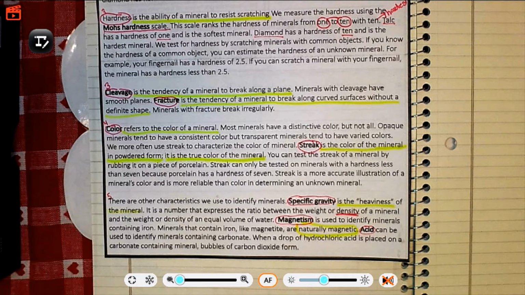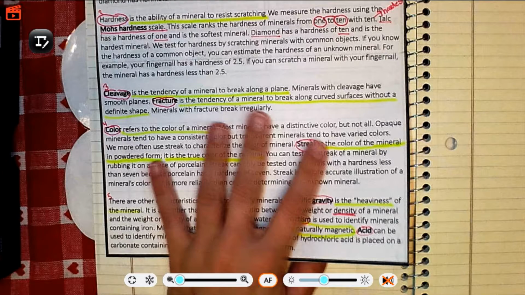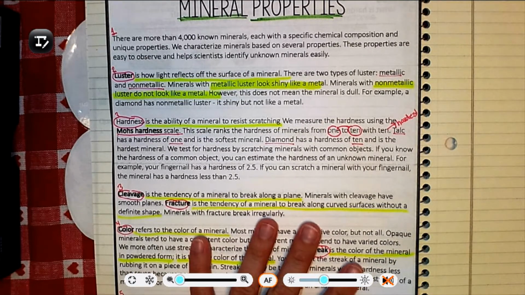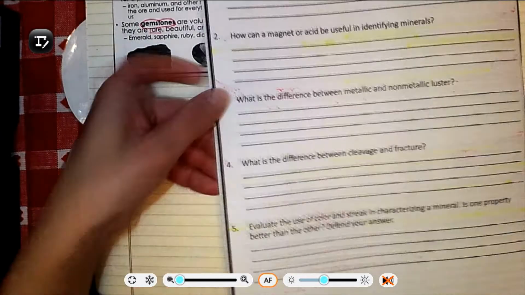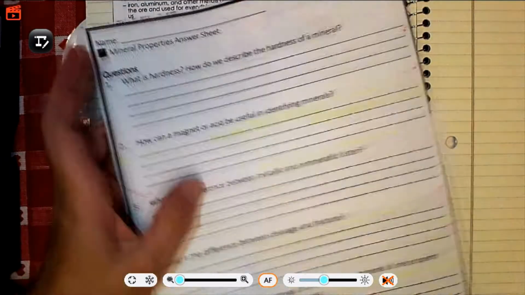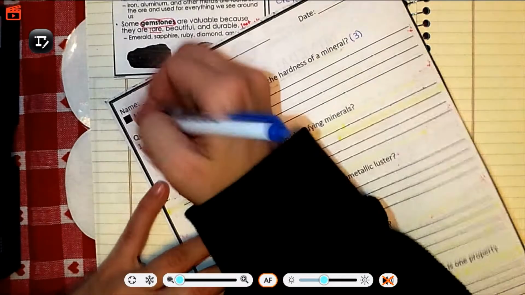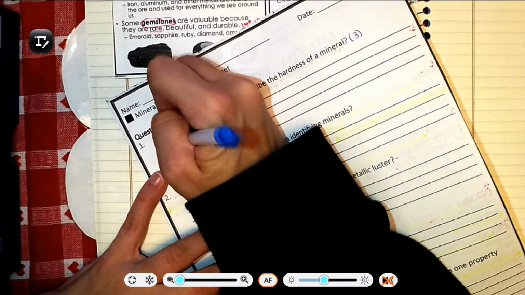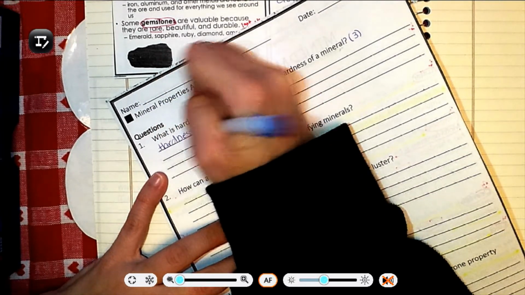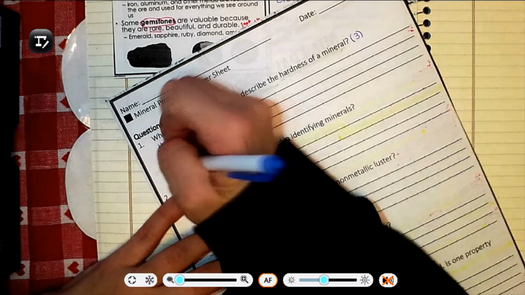Okay, so get your pen or pencil, and let's flip this guy over. If you need, there is a picture of this reading in the folder. What is hardness? That's question number 1. How do we describe the hardness of a mineral? That's going to be from paragraph 3. I'm going to write what paragraph it's from. Hardness is... finish that sentence, and then you need to answer the next question.